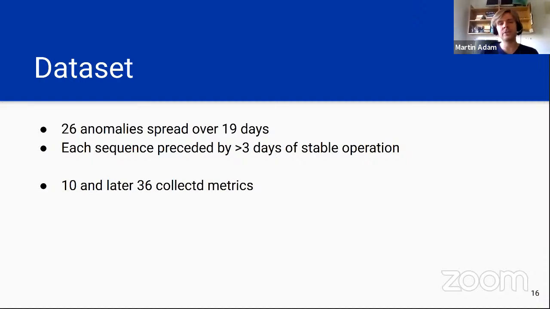Anyway, we captured 26 anomalies. They were spread over 19 days. So sometimes we inserted 2 anomalies per day. But essentially, even if we meddled with the cluster, the operations were still rather smooth. And each of the sequence of anomalies were preceded by about 3 days of stable operations, which we used to train the models, but more about that later.